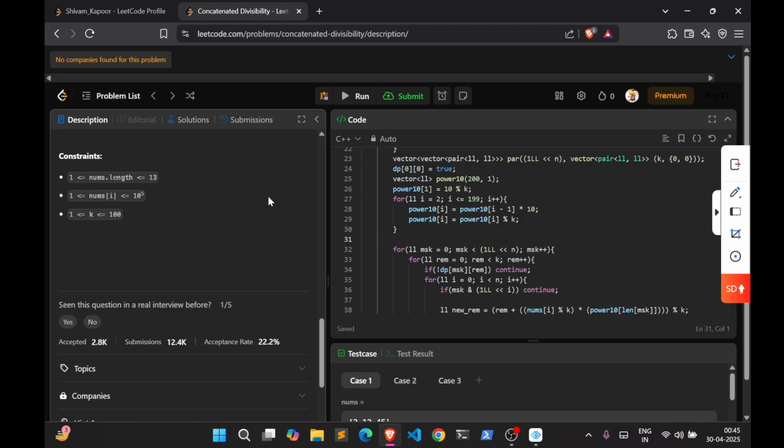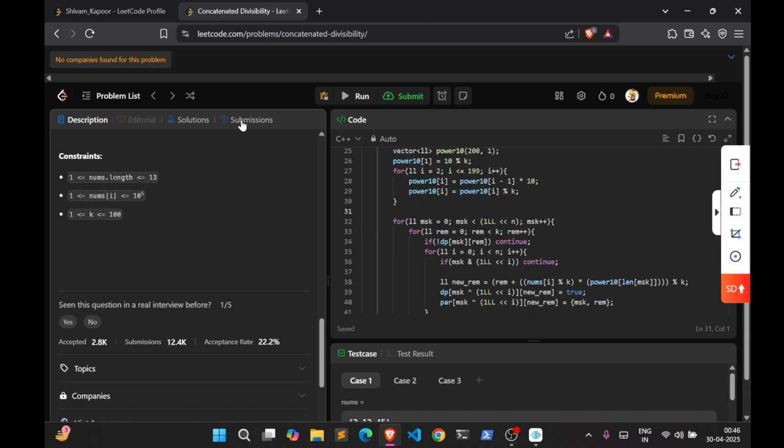So when I have 13 numbers, at max there could be 10 to the power of somewhat 60. This is the maximum, but I calculated 10 to the power of till 199. I calculated it till here. So this is pretty much very obvious. This would definitely work, right?